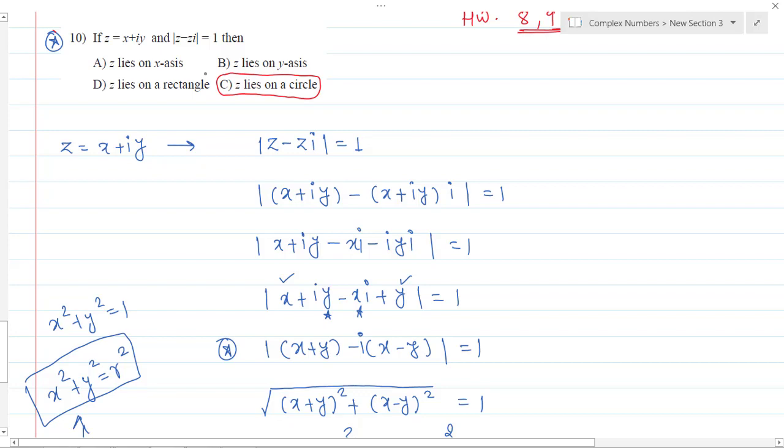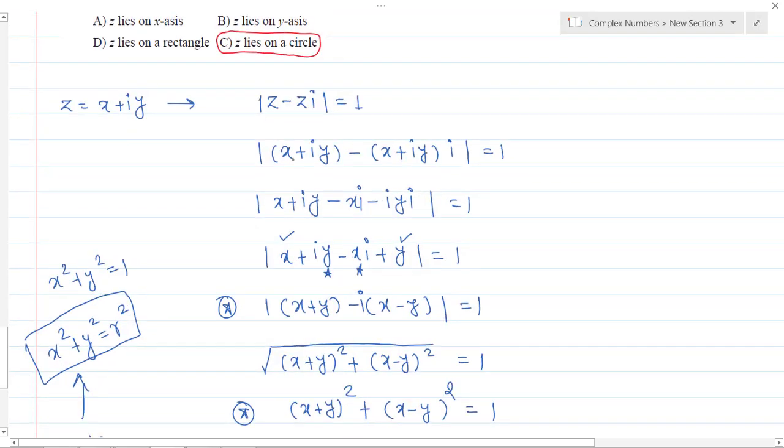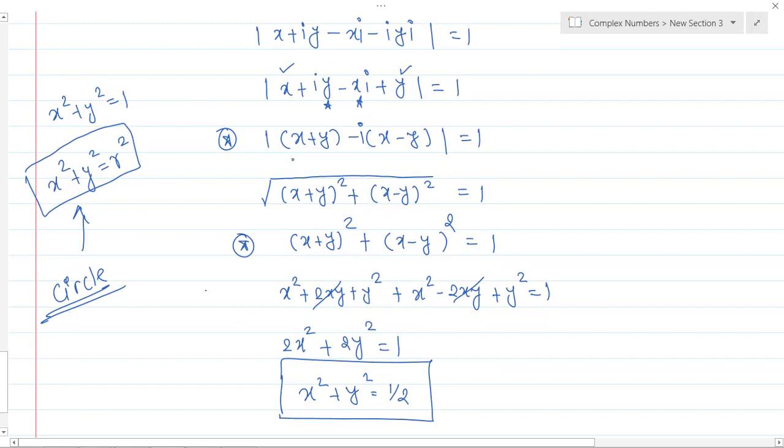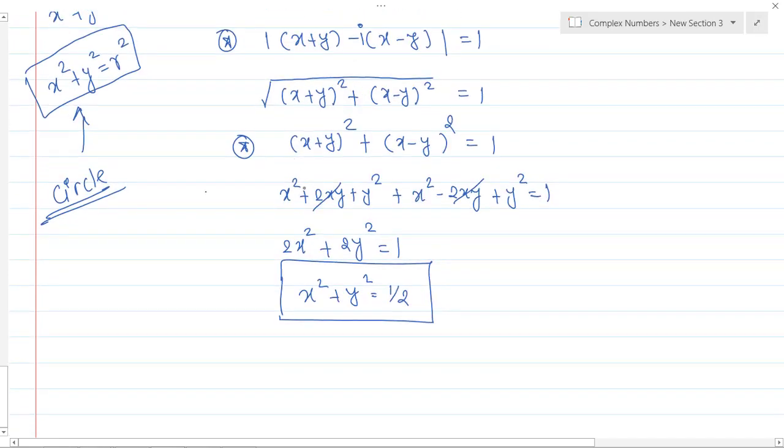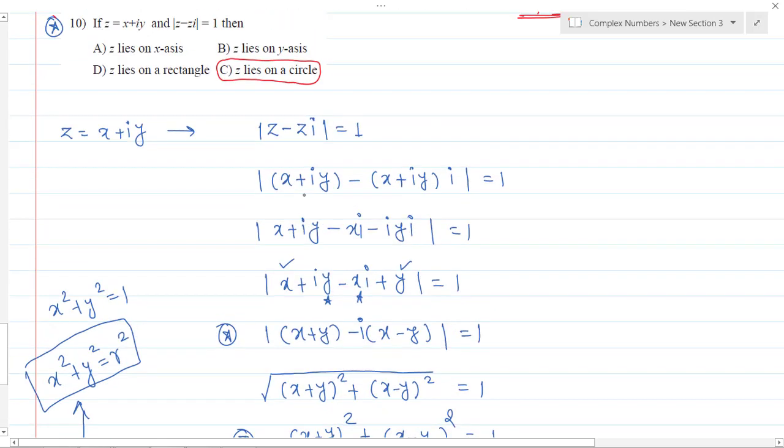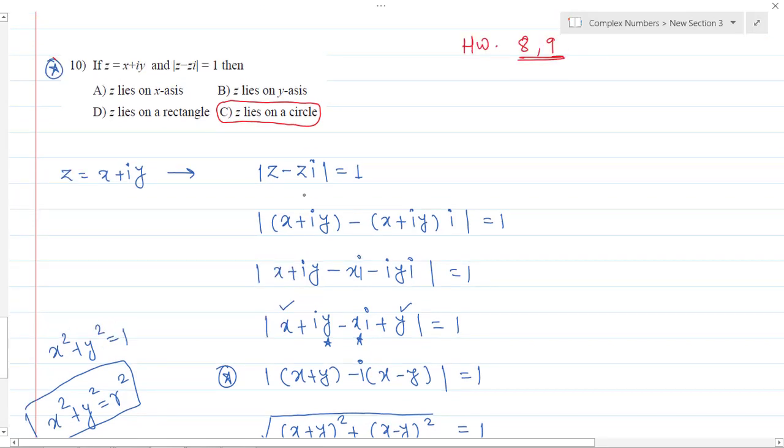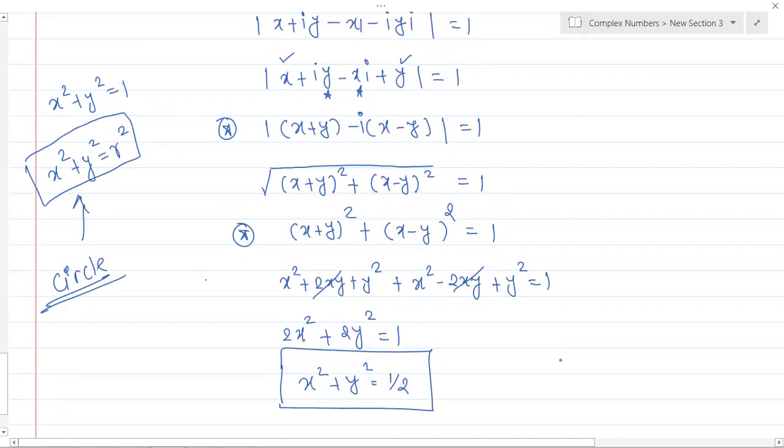Understood? Don't worry. After so much practice, you will get these types of questions. So what you have to do is just understand the concept. If z is equal to this, and its value is given, then you substitute z in this. Substitute z and just solve this. You will get the answer.